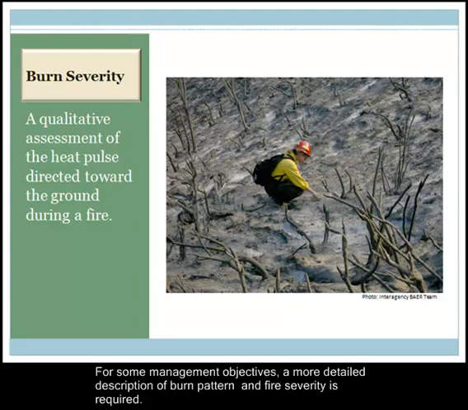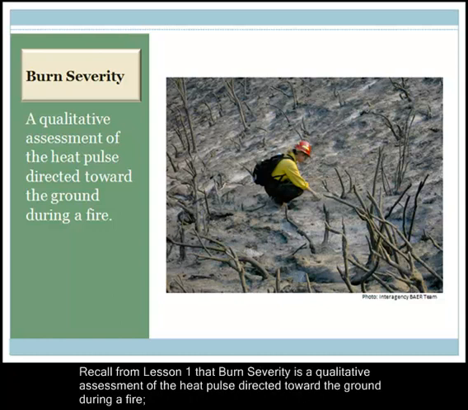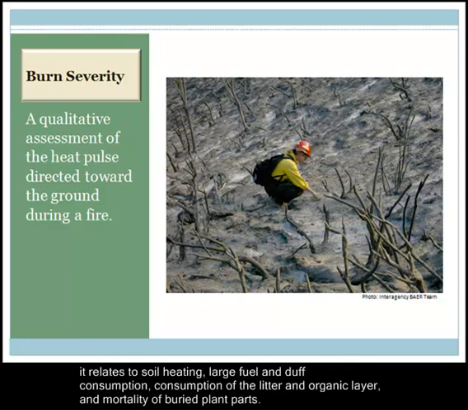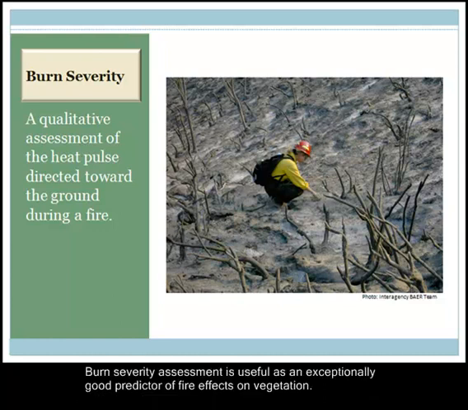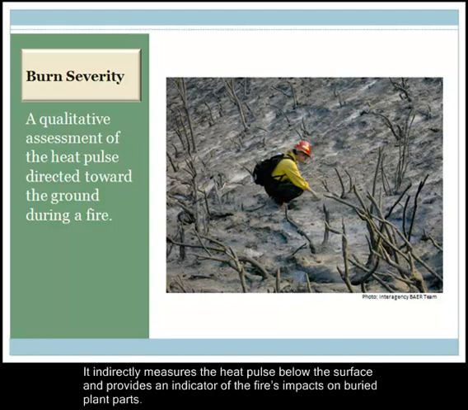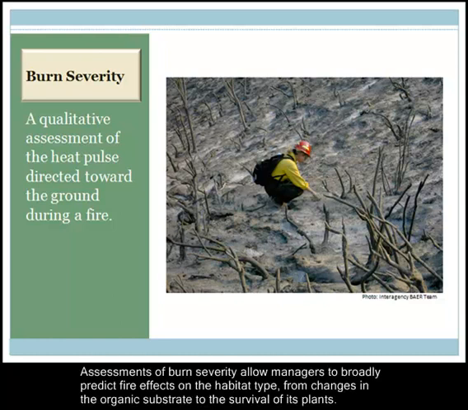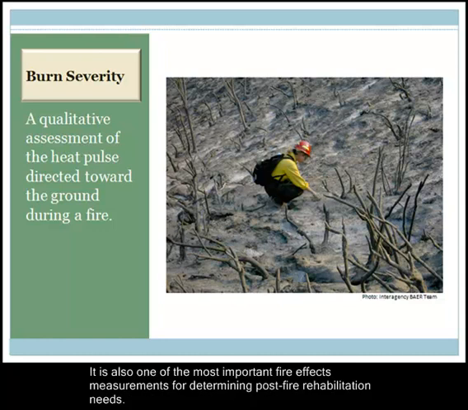For some management objectives, a more detailed description of burn pattern and fire severity is required. Recall from Lesson 1 that burn severity is a qualitative assessment of the heat pulse directed toward the ground during a fire. It relates to soil heating, large fuel and duff consumption, consumption of the litter and organic layer, and mortality of buried plant parts. Burn severity assessment is useful as an exceptionally good predictor of fire effects on vegetation. It indirectly measures the heat pulse below the surface and provides an indicator of the fire's impacts on buried plant parts. Assessments of burn severity allow managers to broadly predict fire effects on the habitat type from changes in the organic substrate to the survival of its plants. It is also one of the most important fire effects measurements for determining post-fire rehabilitation needs.